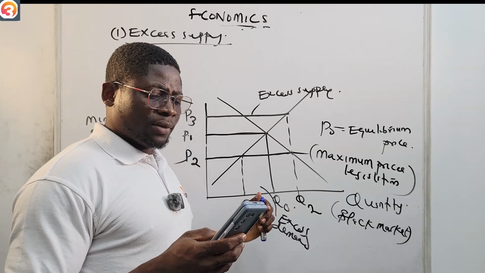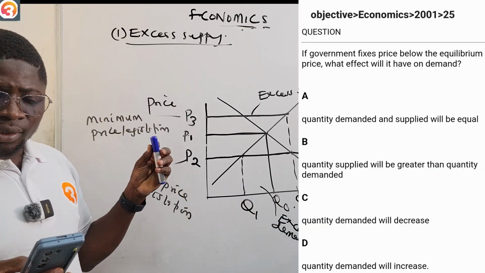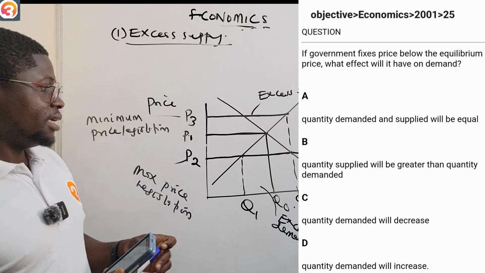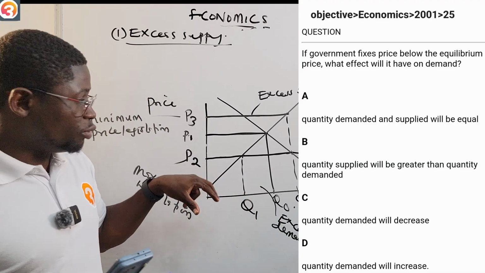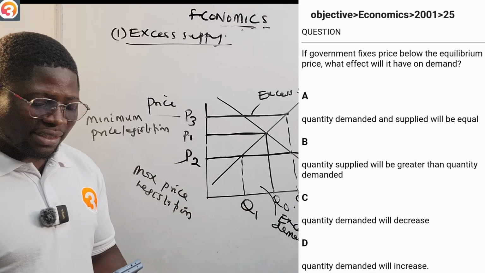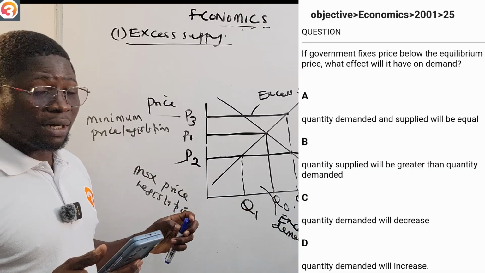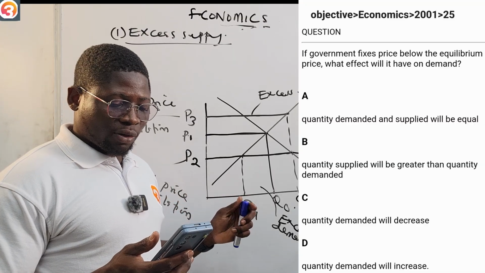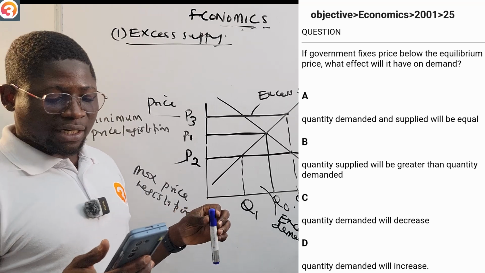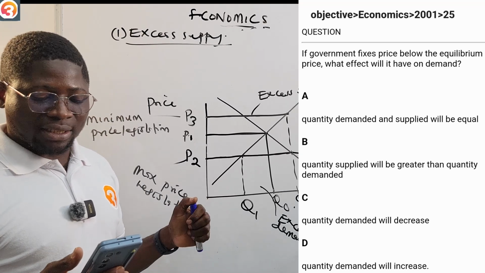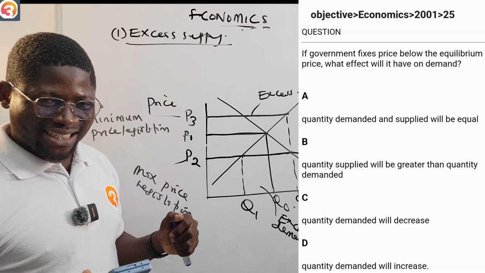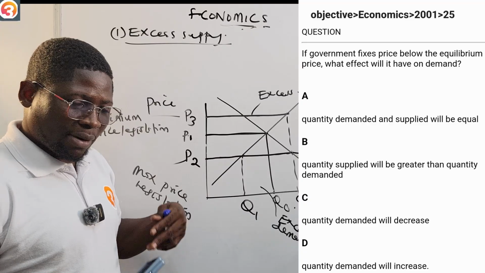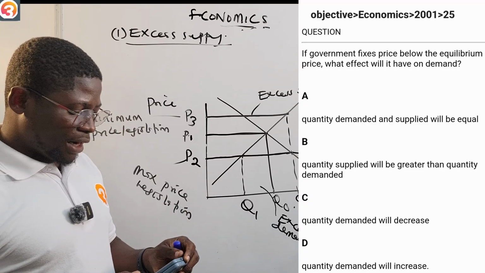Now 2001 number 25. If government fixes price below the equilibrium price, what effect will it have on demand? It will cause excess demand. A says quantity demanded and supply will be equal. No. B says quantity supplied will be greater than quantity demanded. C says quantity demanded will decrease. D says quantity demanded will increase. The correct answer is option D. Quantity demanded will increase, because the price has been set below the equilibrium price. Let us see another question.